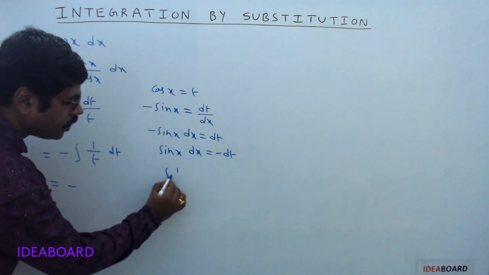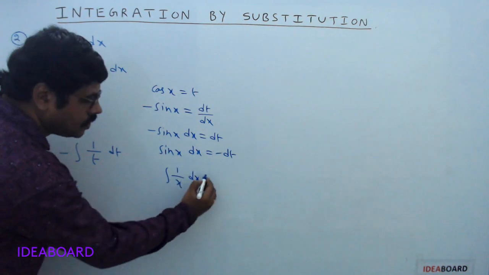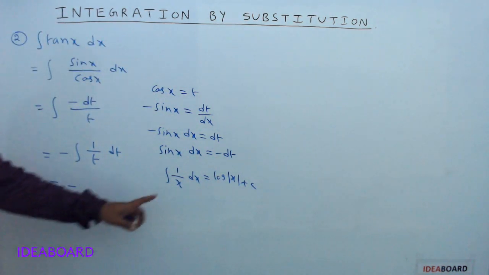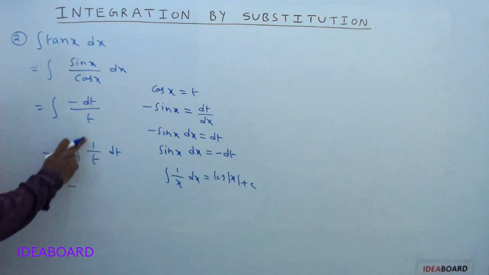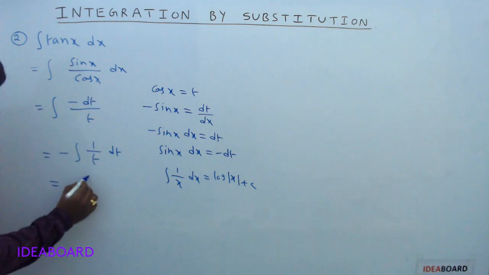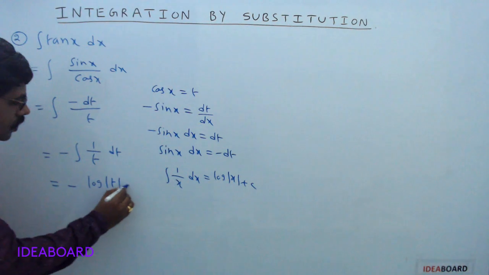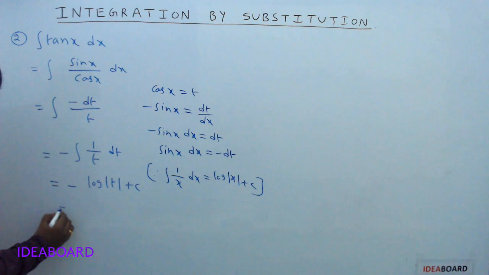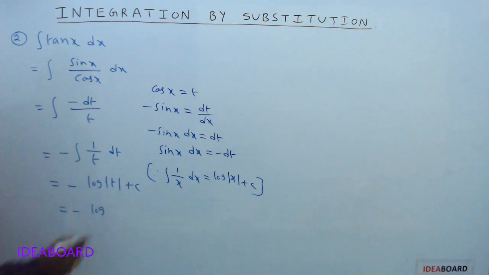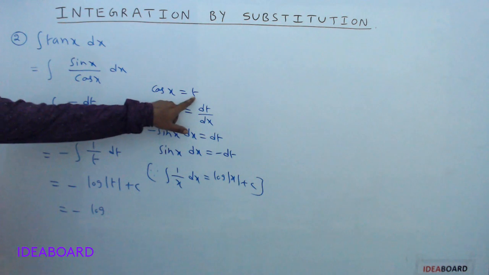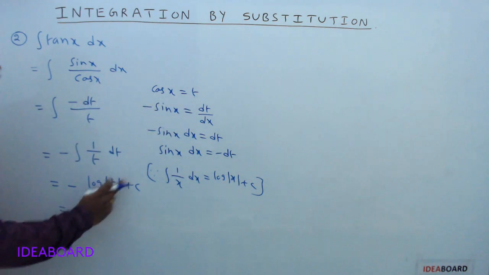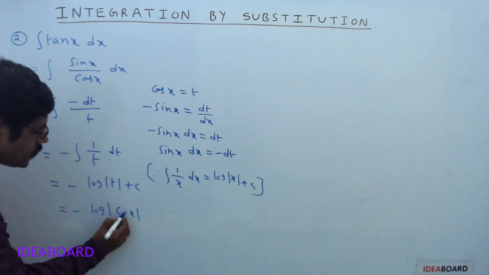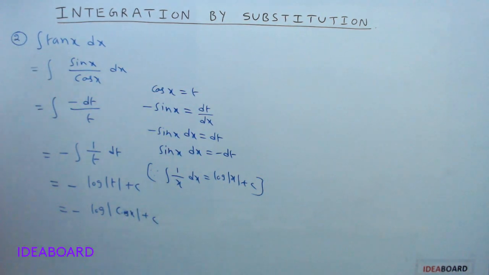What is the formula of integral 1 by x dx? That is log mod x plus a constant c. So by using this formula, integral 1 by t dt can be taken as the logarithm of modulus of t plus a constant c. Now this equals minus logarithm of, here what is t? T value is cos x. So replace t with cos x. Logarithm of modulus of cos x plus a constant c.